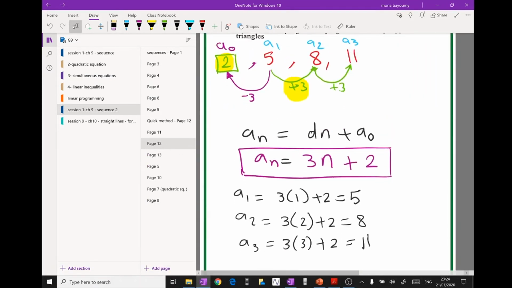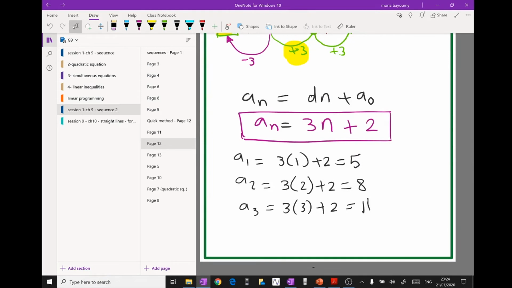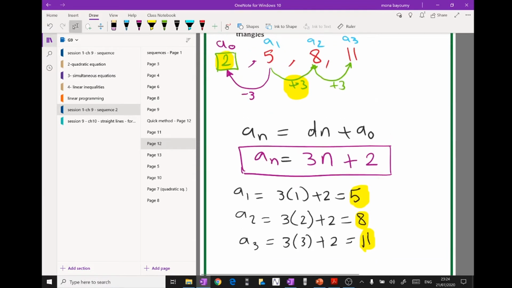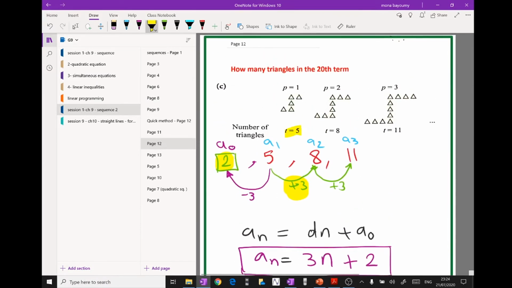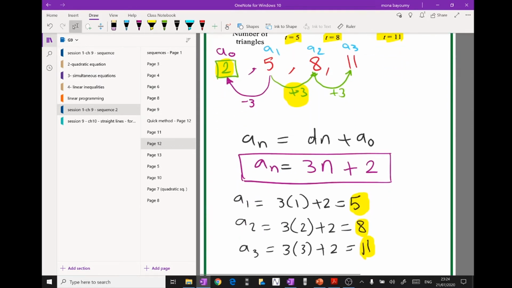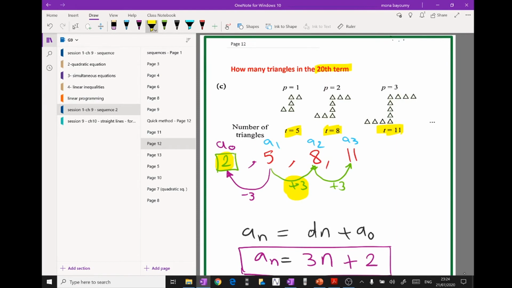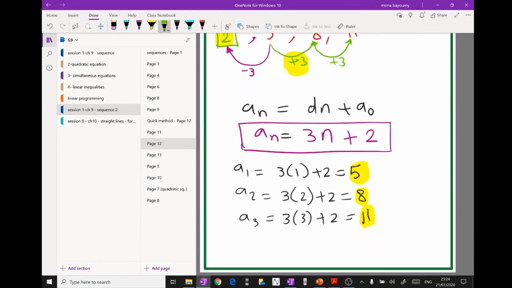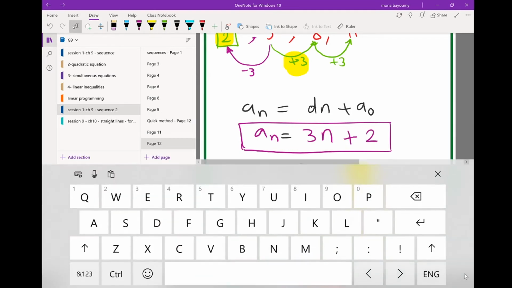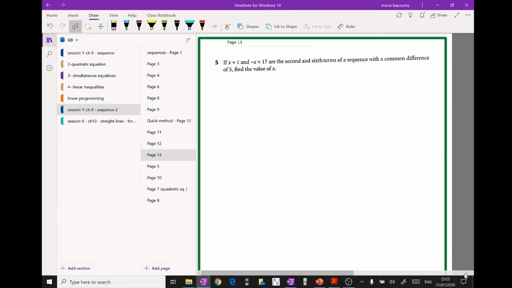Now we have to compare your answer with the pattern. Here 5, 8, 11, it is the same, 5, 8, and 11. Is it okay? I think it's very easy. He asked us to find the 20th term. A20 is equal to 3 times 20, just substitute n by 20, plus 2, which is equal to 62. I think it's very easy.